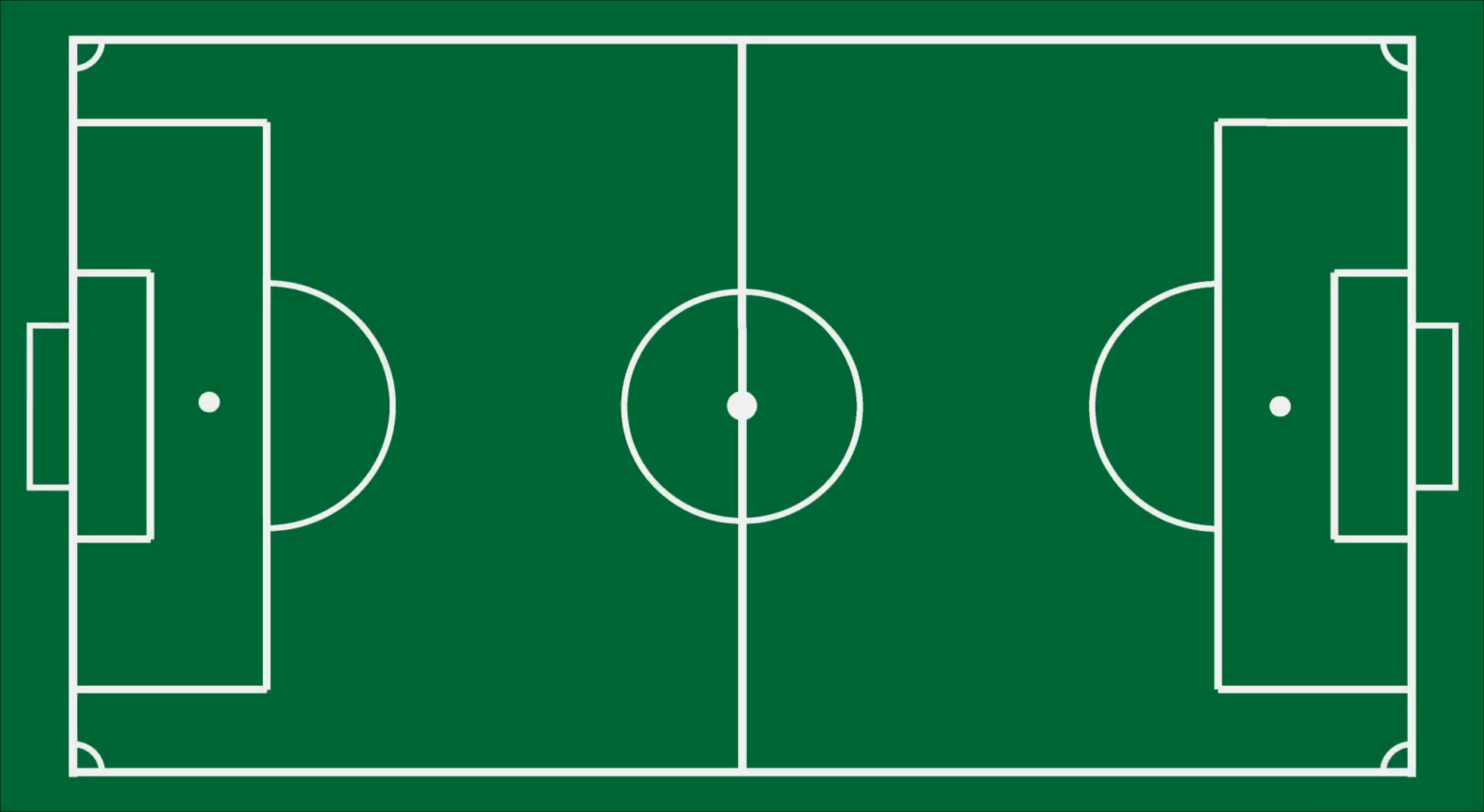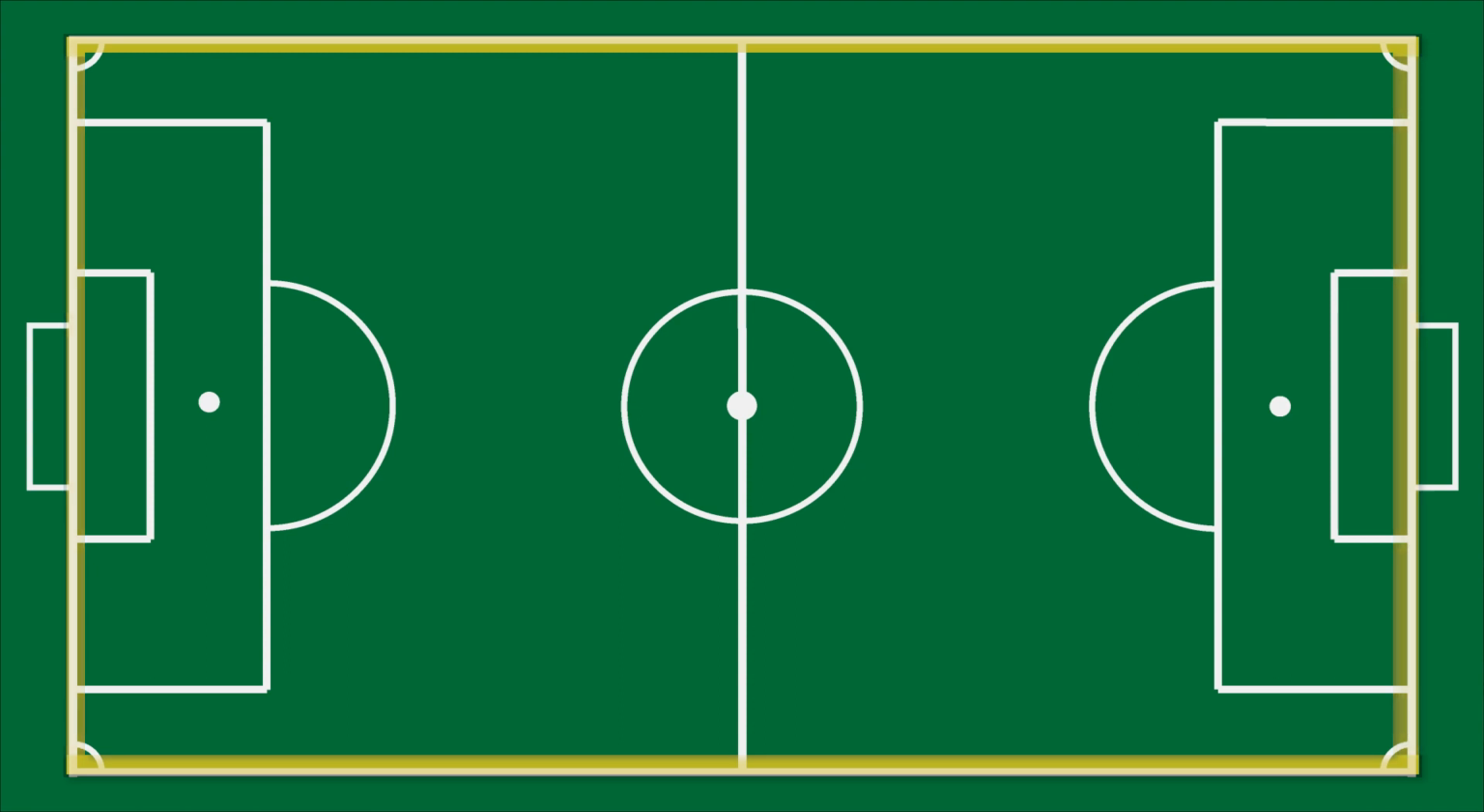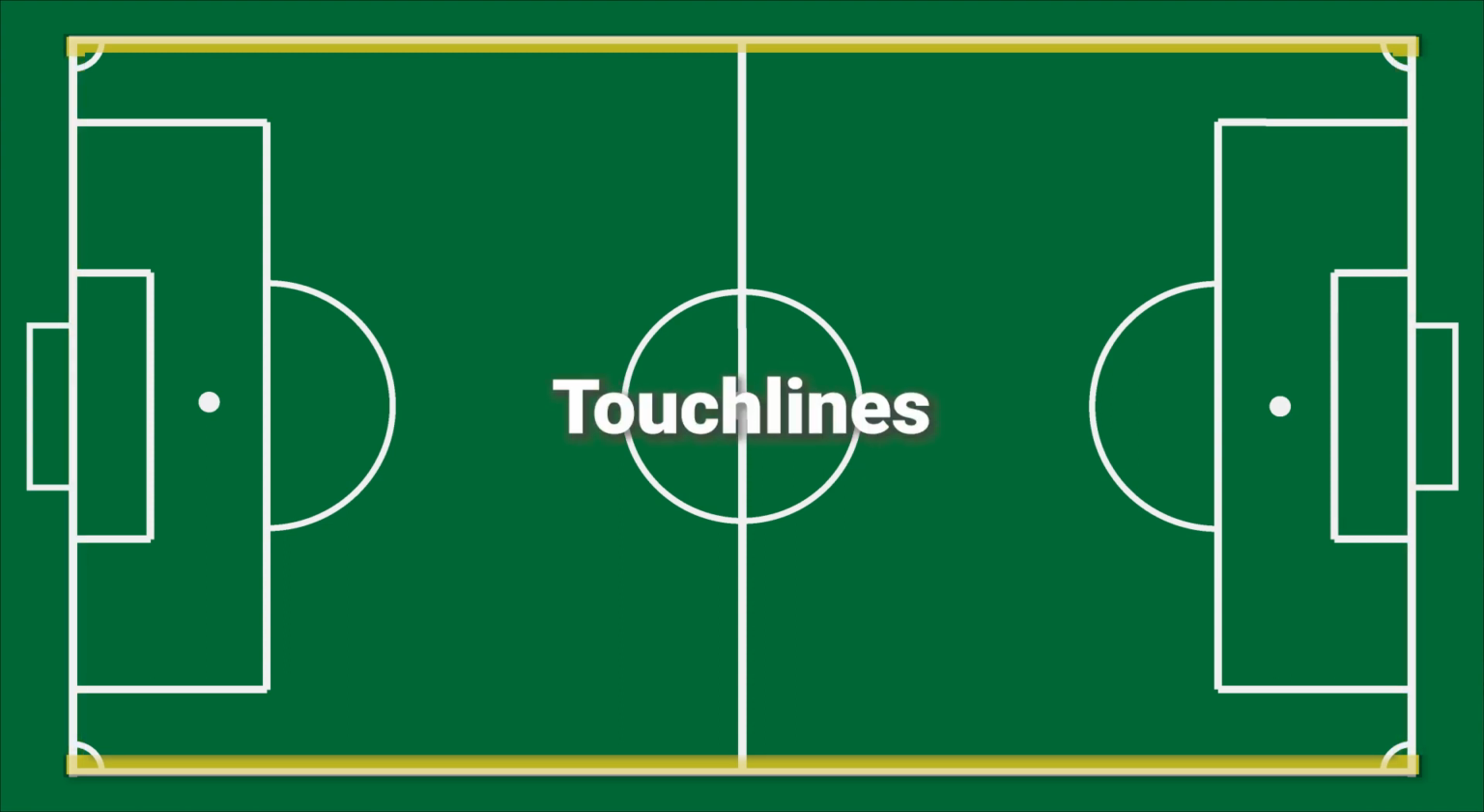The field of play consists of 2 goals, one at each end of the field. The perimeter of the field consists of 2 different kinds of boundary lines. The ones on the short ends of the field are called the end lines, also known as the goal lines because they're on the goal. And then the ones running up at the sides are called the touch lines, also known as the sidelines.